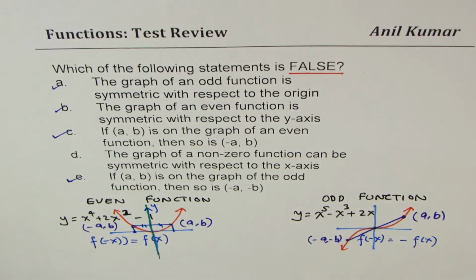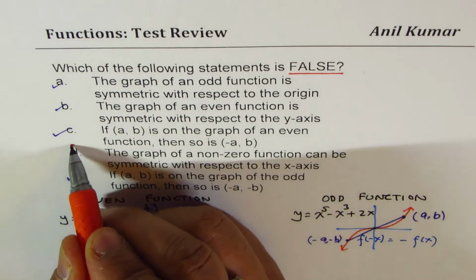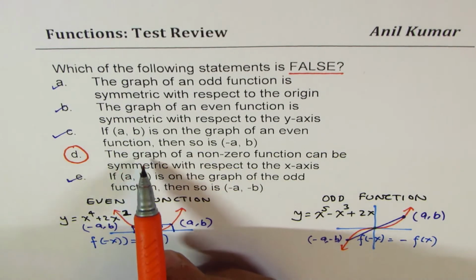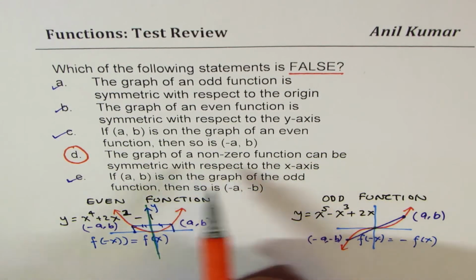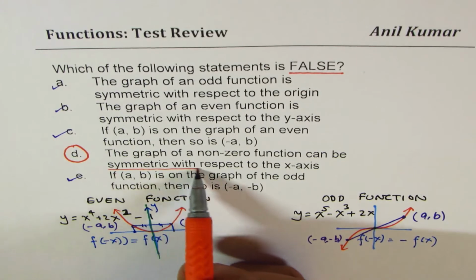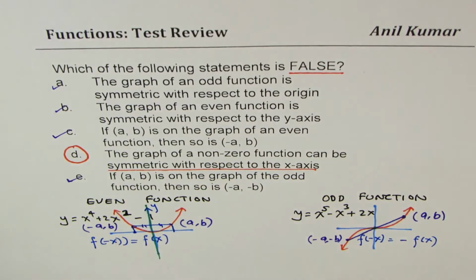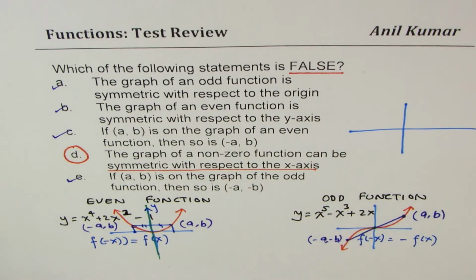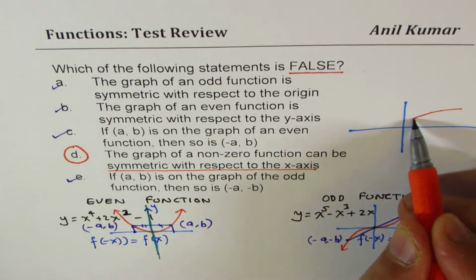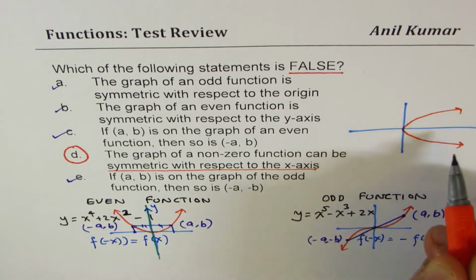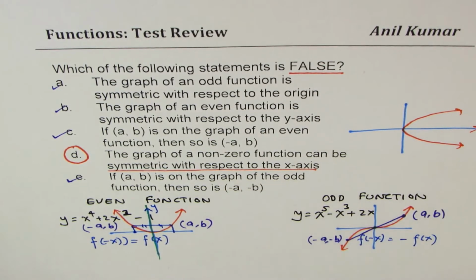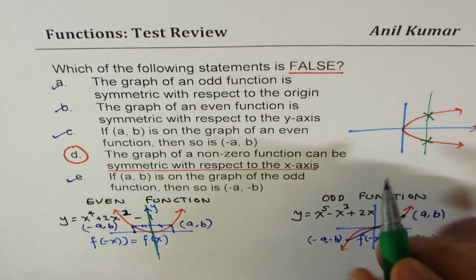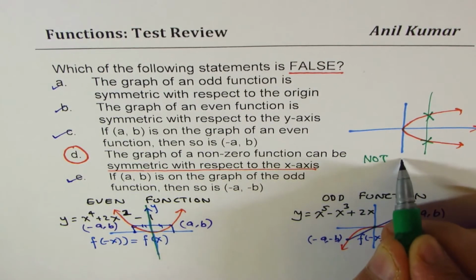Those two are by definition, as you have seen. We are left with one statement which is absolutely wrong. It is wrong in all respects. It says the graph of a non-zero function can be symmetric with respect to the x-axis. Now, what does that mean? If it is symmetric with the x-axis, it means something like this, right? This is symmetric with respect to the x-axis, but you see it fails the vertical line test. It is not even a function.